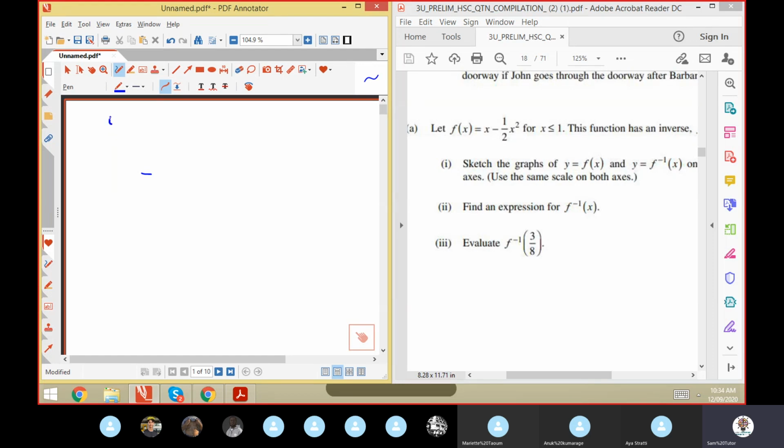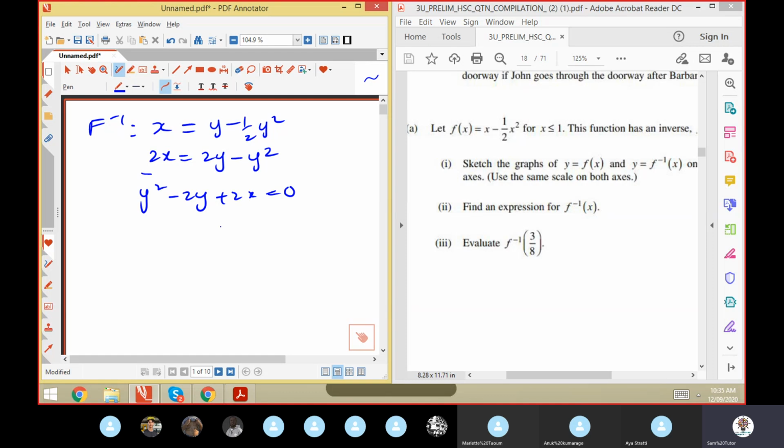What did I have? For my inverse, we have x equals y minus half y squared, times everything by 2. Then bring everything to one side, so y squared minus 2y plus 2x equals 0. What do we do at this stage if we're going to complete the square?